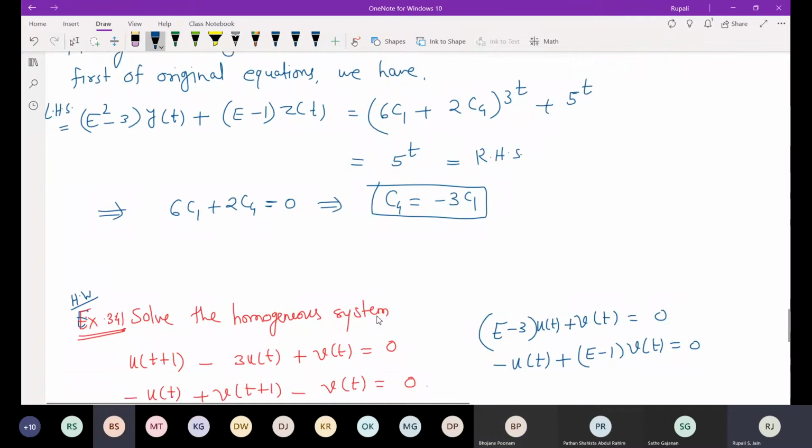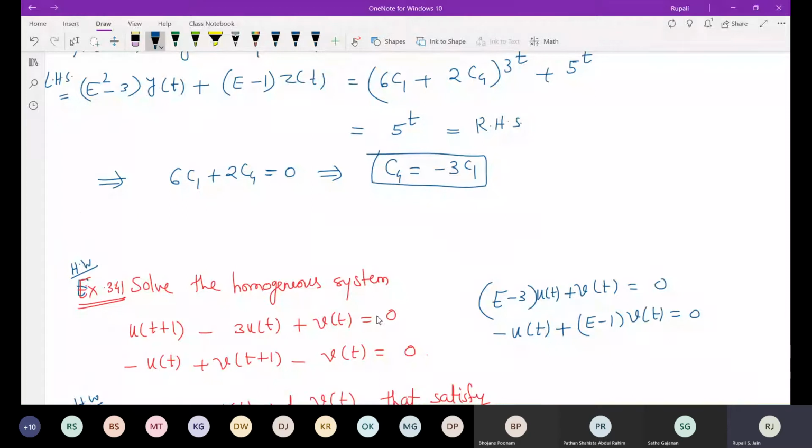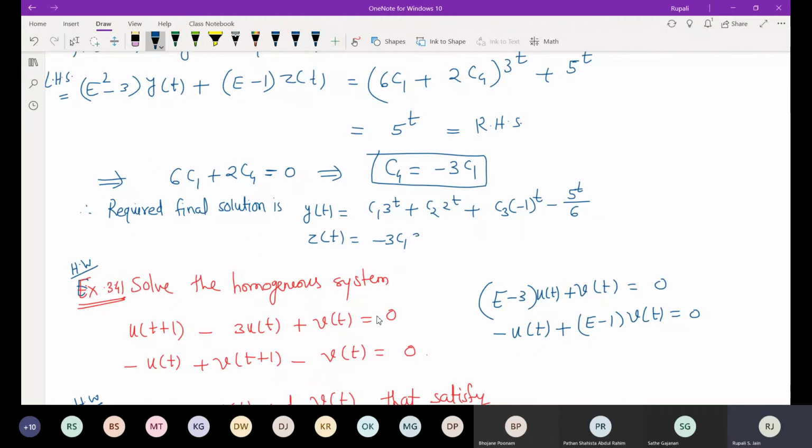Therefore, my required final solution is YT is equal to C1 3 raised to t plus C2 2 raised to t plus C3 times minus 1 raised to t minus 5 raised to t by 6, and ZT is equal to minus 3 times C1 3 raised to t minus C2 2 raised to t minus C3 minus 1 raised to t plus 7 by 6 5 raised to t. That is my final required solution.